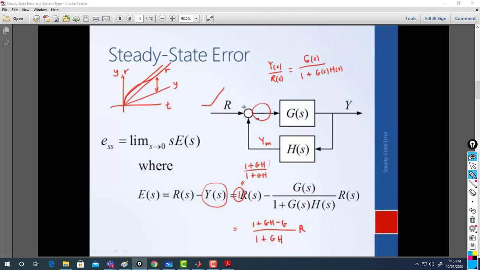We end up here. Next time we'll start from here. Just now we fixed the idea: what's the definition of error? Next time I don't want to explain it. I will start as if you know that E equals R minus Y, and we'll start from there.